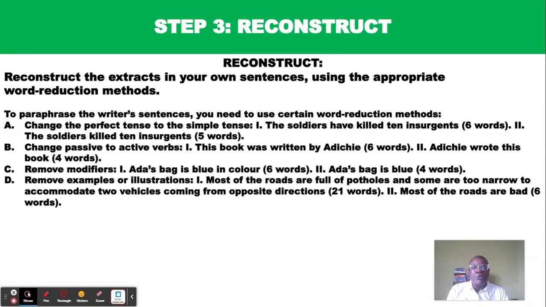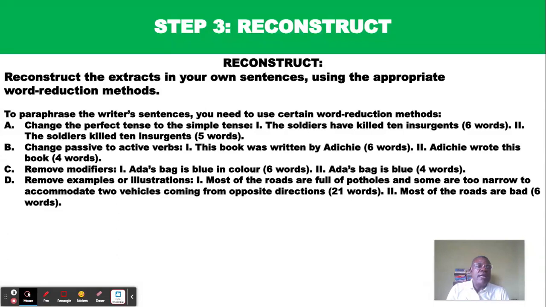D, remove examples or illustrations. They are unnecessary words. Most of the roads are full of potholes, and some are too narrow to accommodate 2 vehicles coming from opposite directions. You have 21 words used in describing a very simple sentence. Once we remove all the unnecessary words, we are left with only 6. Most of the roads are bad.